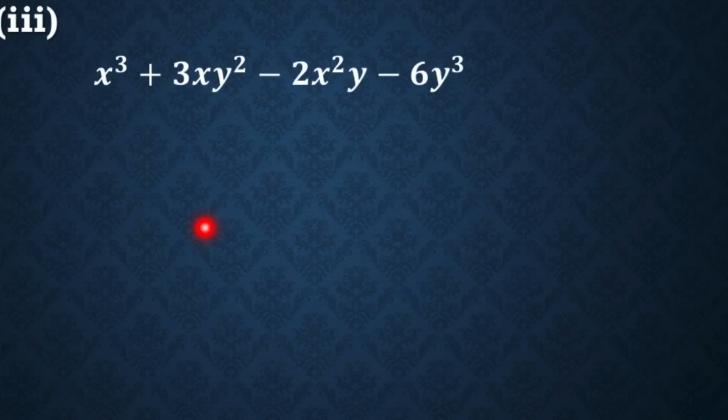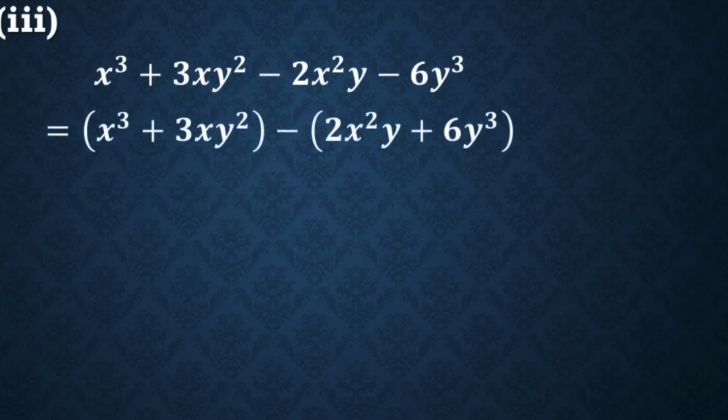Now we will move toward part number 3. Part number 3 is x cube plus 3xy square minus 2x square y minus 6y cube. Again observe that we are given a 4 terms expression. Whenever we have a 4 terms expression and we have to factorize it, what do we do? We make the pairs. The first pair will be x cube plus 3xy square. Taking common minus sign, we will be left with minus minus plus 2x square y and minus minus plus 6y cube.